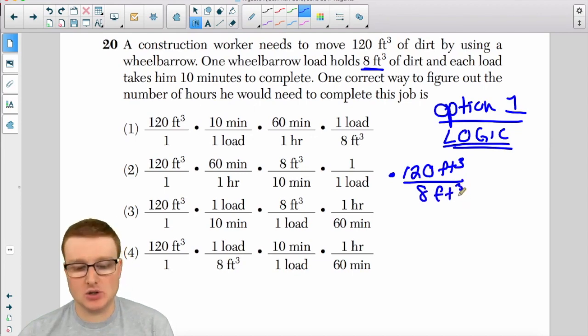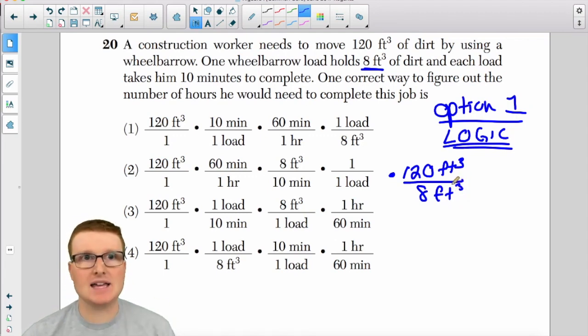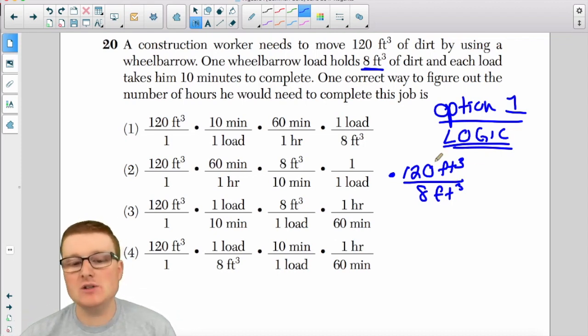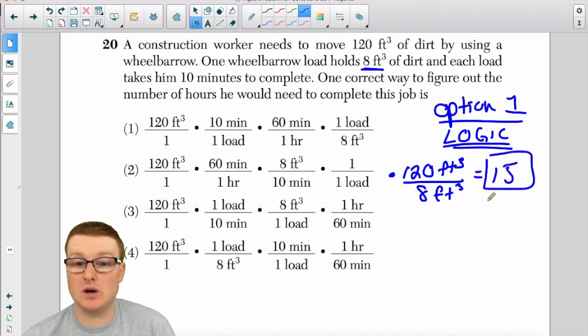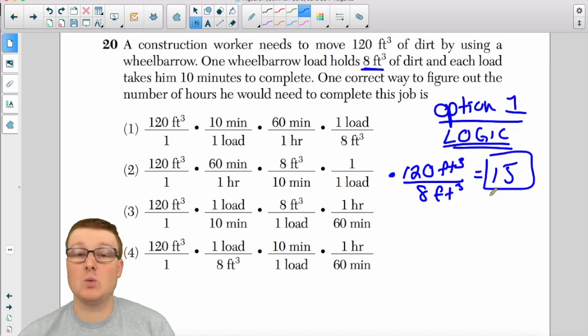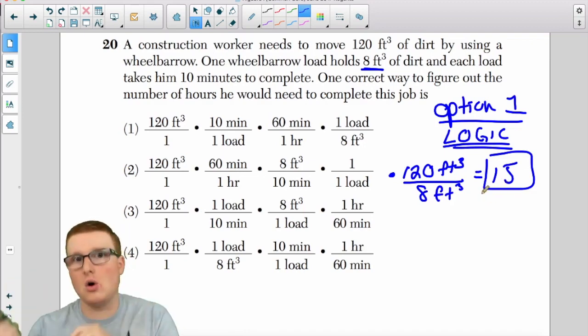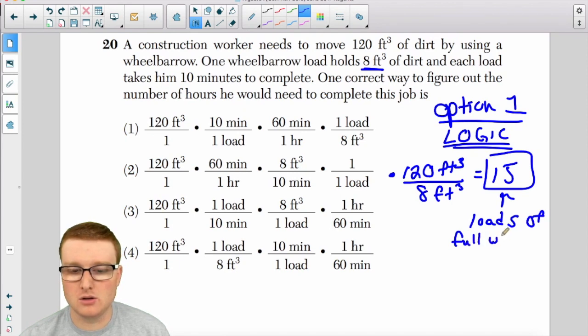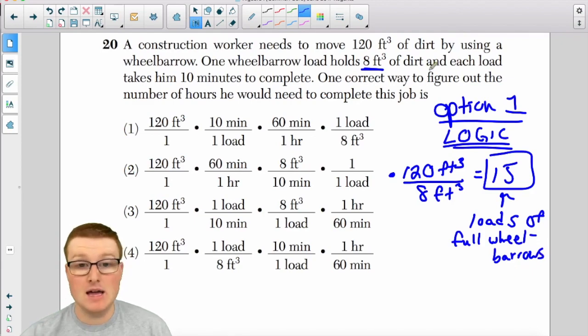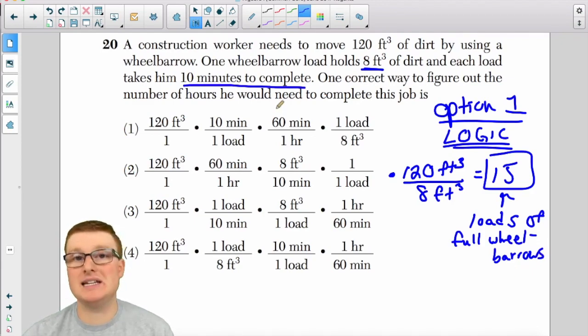If you're wondering what this tells you, this will tell you the number of times that the worker needs to go back and actually take this wheelbarrow and wheel out the dirt. When you take 120 divided by 8, that gives you the number 15. The number 15 tells you that the worker needs to use the wheelbarrow 15 times to move all the dirt. Okay? So 15 means 15 loads of full wheelbarrows.